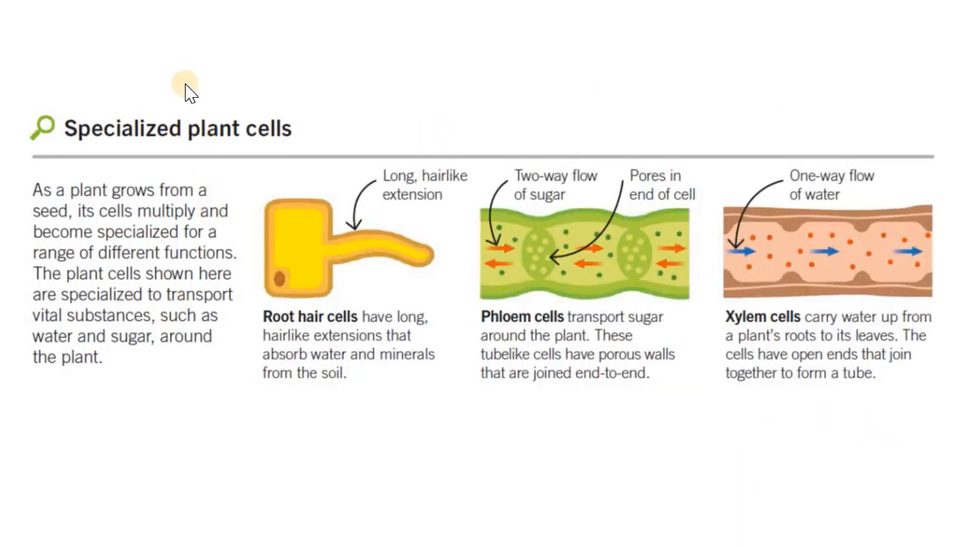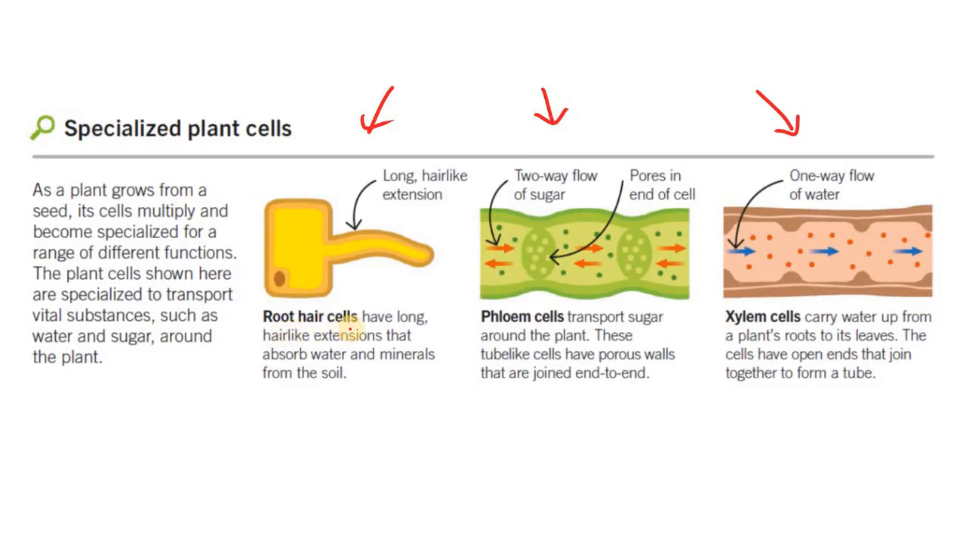Now let us talk about some specialized plant cells. Similar to the case of animals, as a plant grows from a seed, its cells multiply and become specialized for a range of different functions. The plant cells shown here are specialized to transport vital substances such as water and sugar around the plant. We have shown you 3 different examples of various types of plant cells.